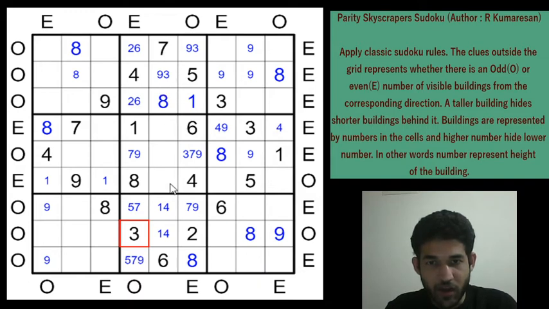Okay, focusing on column 5, we have placed 1, 4, 6, 7 and 8. Remaining digits are 2, 3, 5 and 9, but 5 and 9 are not possible in row 6, right? So this will be 2, 3 and 3 is not possible here. So this will be 2, 5 or 9. So here we'll get 4 possibilities, so we'll leave that for now.